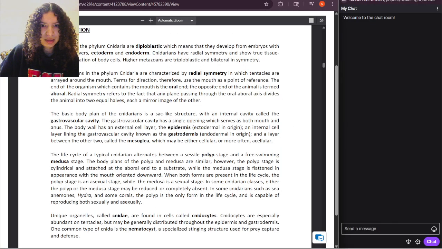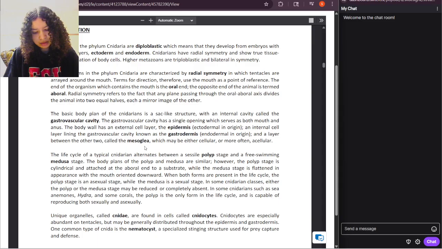So if you look at our lab here, the epidermis is an external cell layer. An internal cell layer is the gastrodermis. Dermis equals internal cell layer. Mesoglea is between the other two, and meso is like middle, so I can remember that. Middle layer.